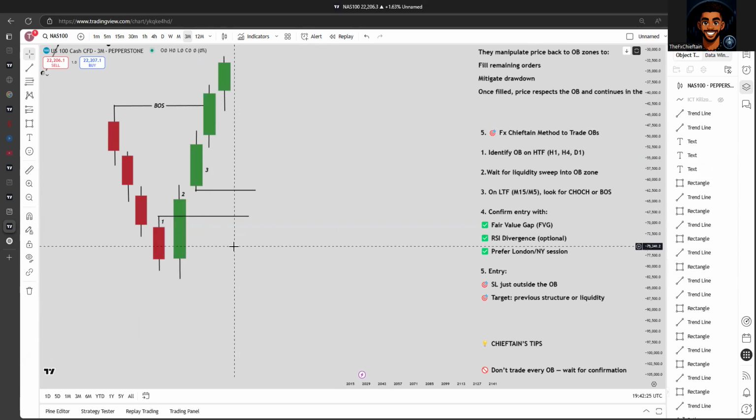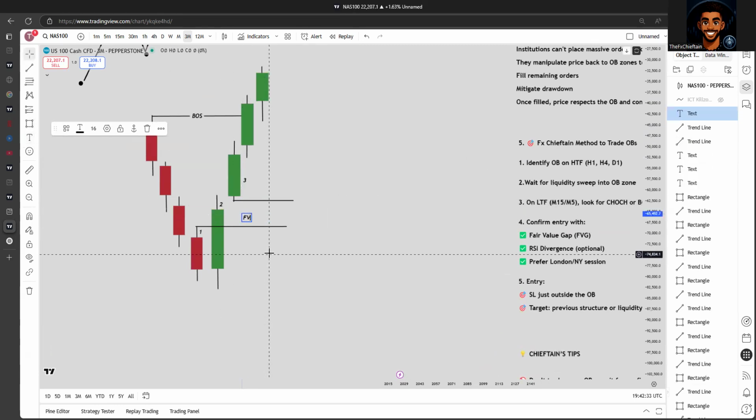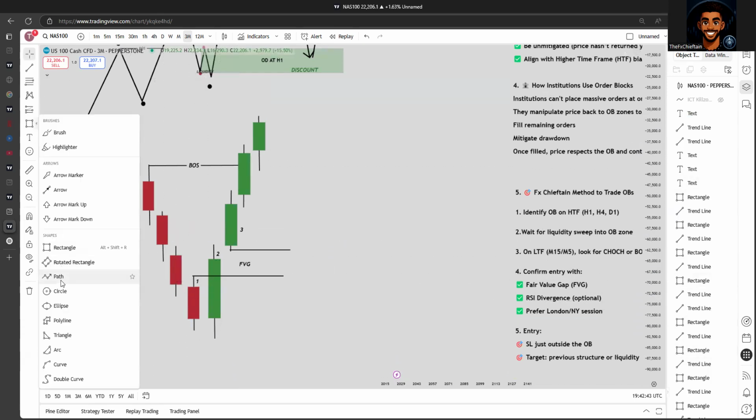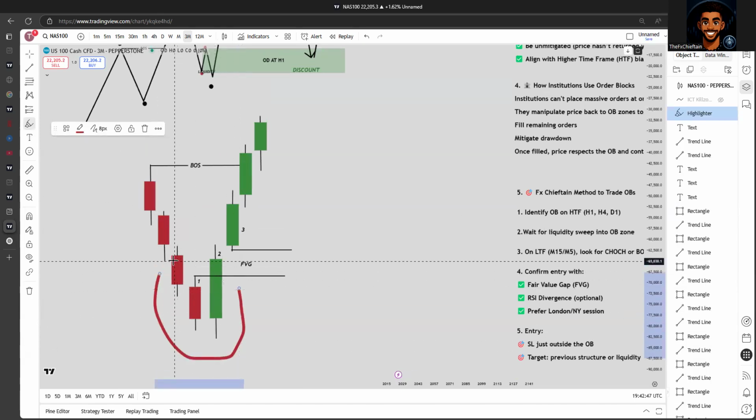An unmitigated zone, which is called an imbalance, an inefficient area or a fair value gap. So you want to call this place your FVG. There's a likely chance for this market, because of this structure that has been created. If you also look at it in another sense, what kind of candlestick pattern has been created with these three candles?